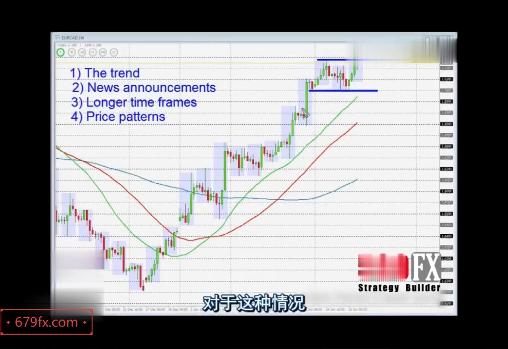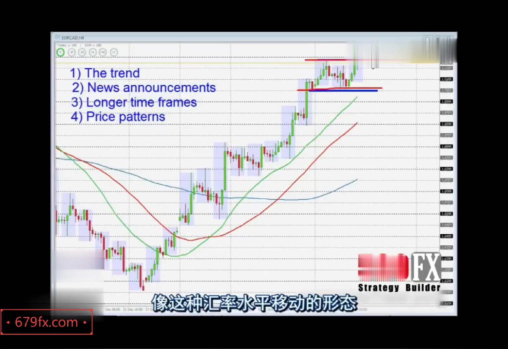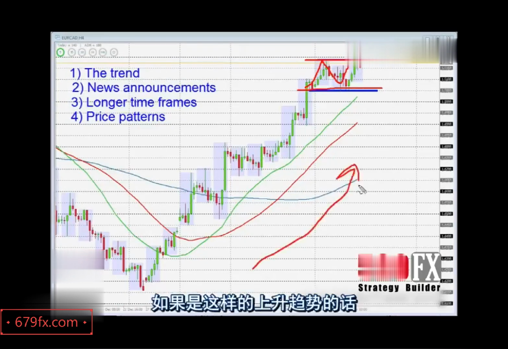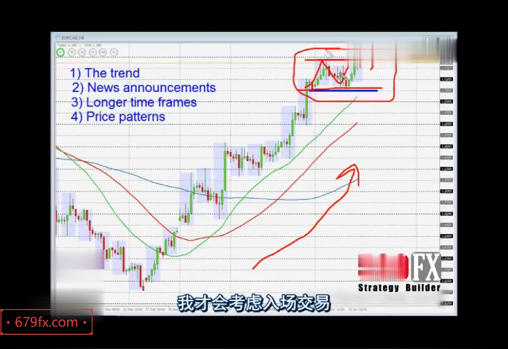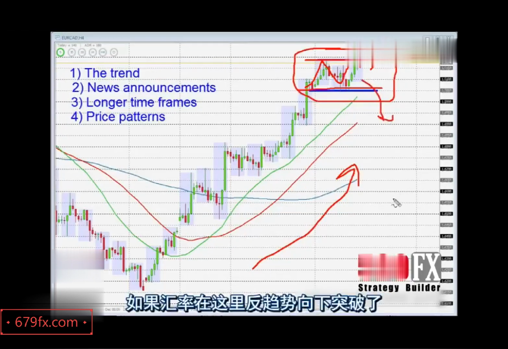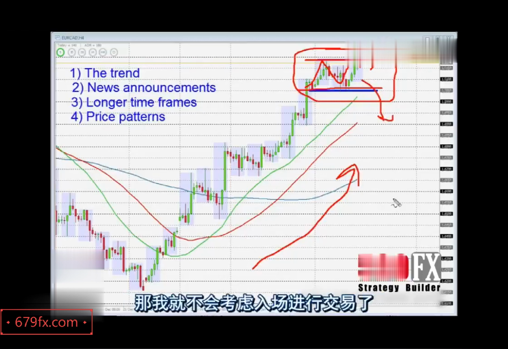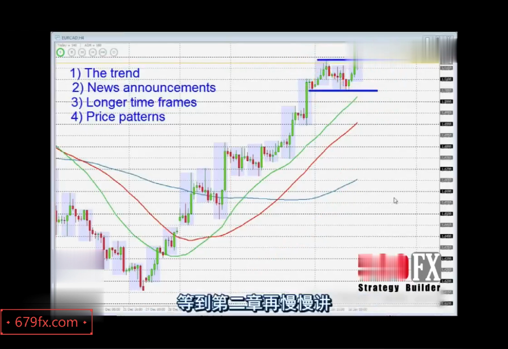What I will say nonetheless is that when I see a congestion area, sideways horizontal price action, in an uptrend, the way I personally trade it is only if the breakout takes place to the upside. If the congestion area breaks out against the trend, I will not consider trading that breakout. But like I say, I don't want to get too much into that. I will let you dig as deep as you want into price patterns in chapter number 2.